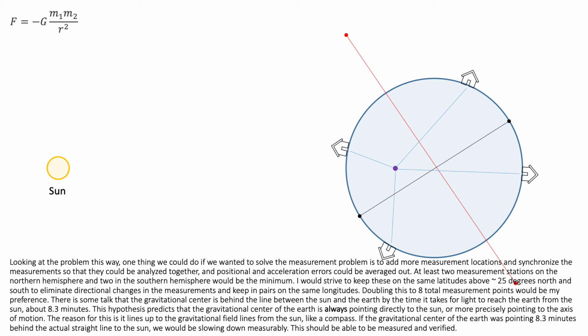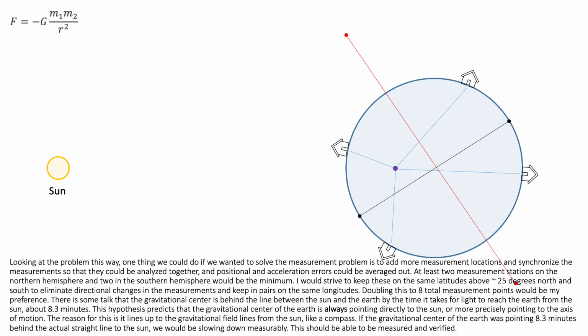I would strive to keep these on the same latitudes above 25 degrees north and south to eliminate directional changes in the measurements, and keep them in pairs on the same longitudes. Doubling this to 8 total measurement points would be my preference.